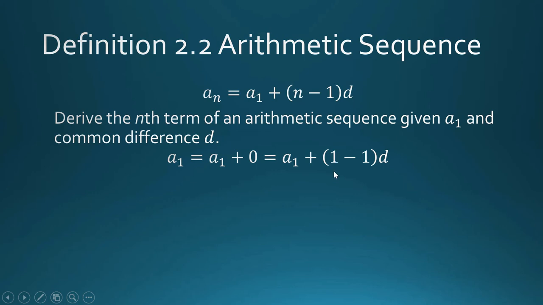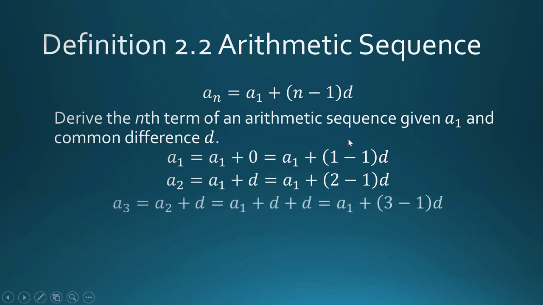Okay, a sub 2. So from a sub 2, you must begin from a sub 1. What do you do with a sub 1? You add D. You add 1D. But 1D is the same as 2 minus 1 times D. Okay, so look at that. A sub 2 is equal to the first term plus 2 minus 1 times D. Okay, so compare that with our formula.